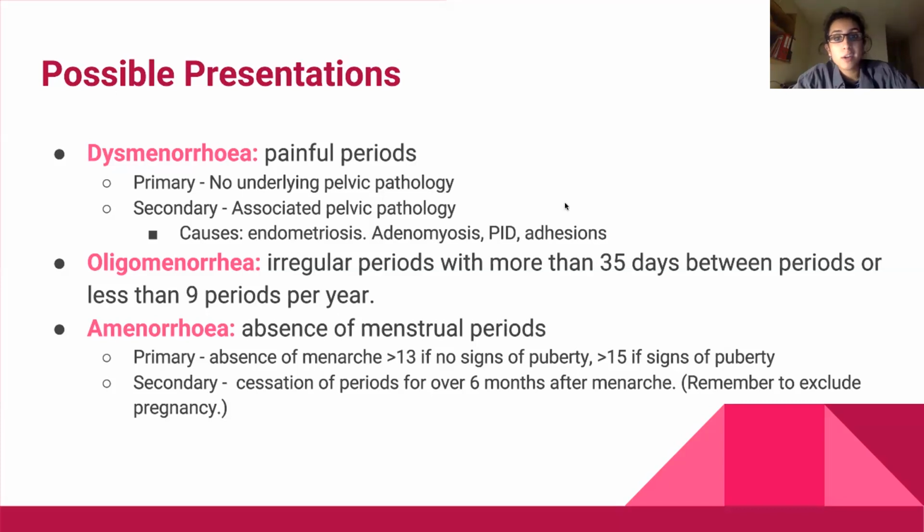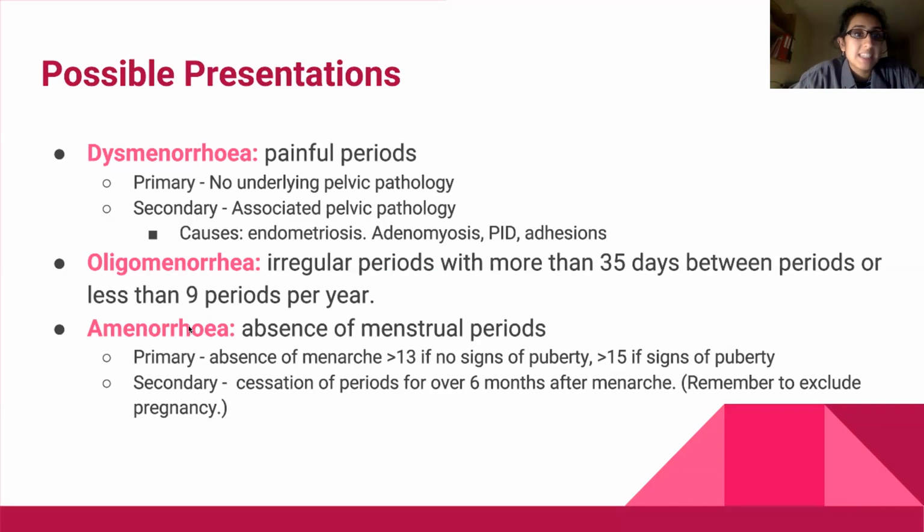Oligomenorrhea, which is where you have irregular periods. The definition is more than 35 days between periods or less than 9 periods a year. Again, this can have various causes, for example, extremes of reproductive age, polycystic ovarian syndrome, physiological stress, and various drugs as well, including hormonal contraceptives.